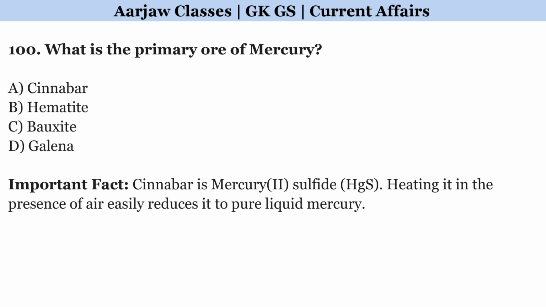What is the primary ore of mercury? Correct option is A. Cinnabar.